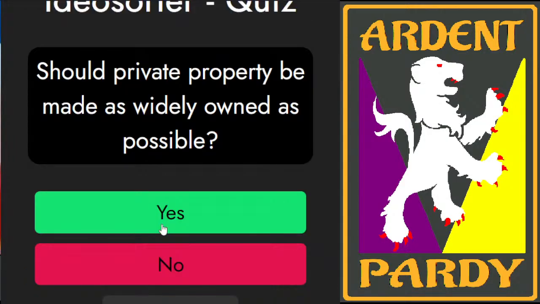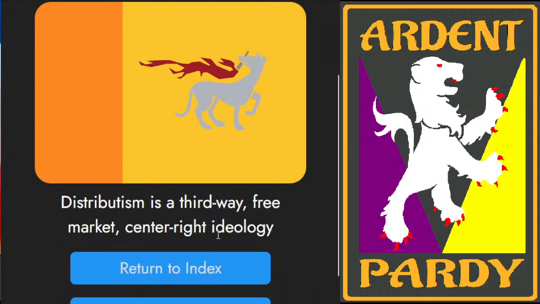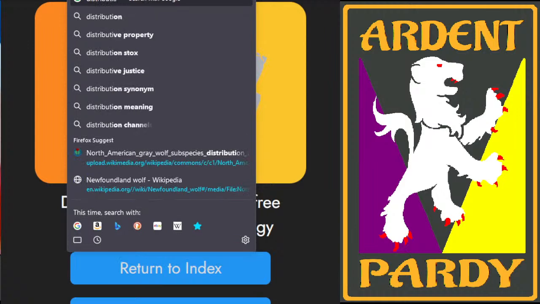Now, I'm going to assume that this is asking if private property should be deregulated. So I will say yes. Apparently I'm a distributist. What's a distributist? Third way, free market, center-right ideology. Let's have a look at distributism real quick. And if you guys have questions for me, throw them in now.